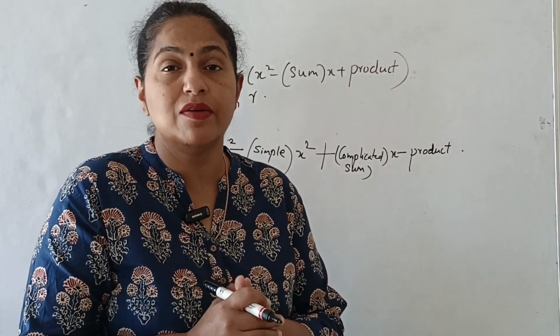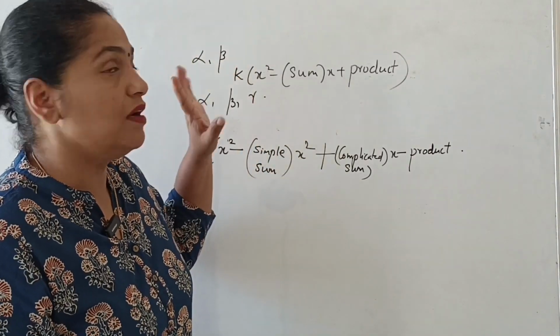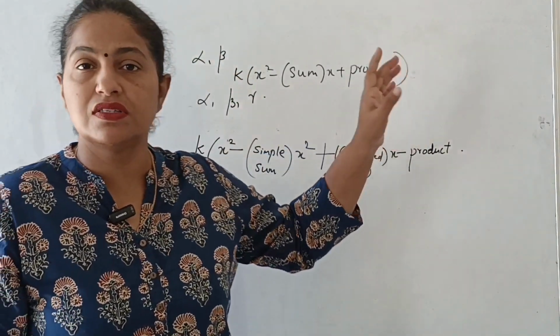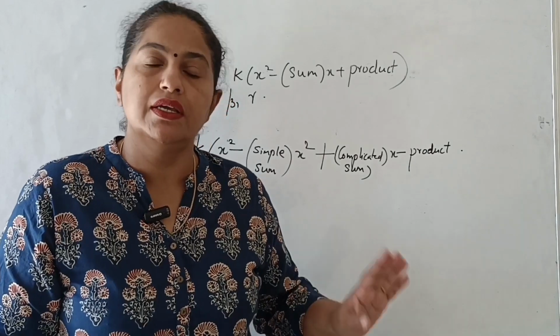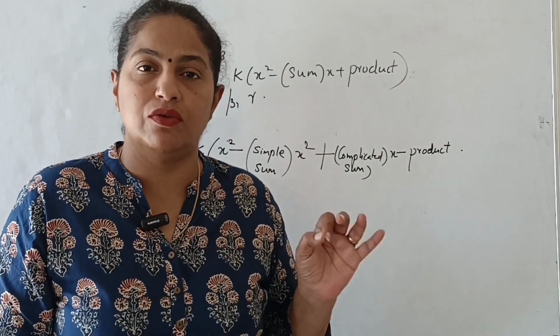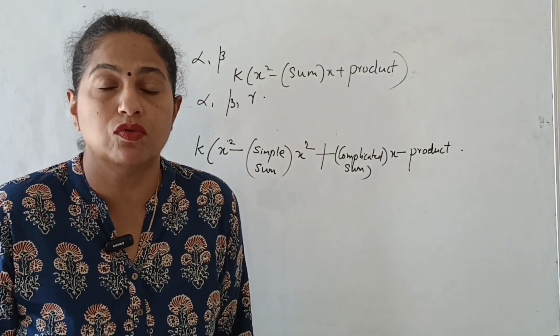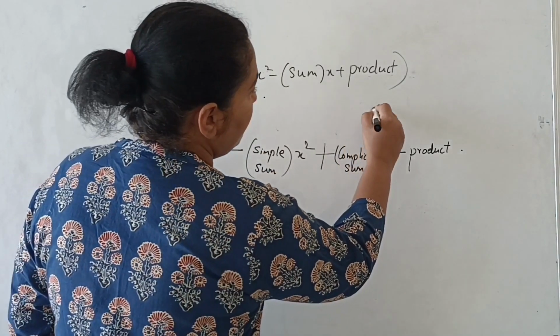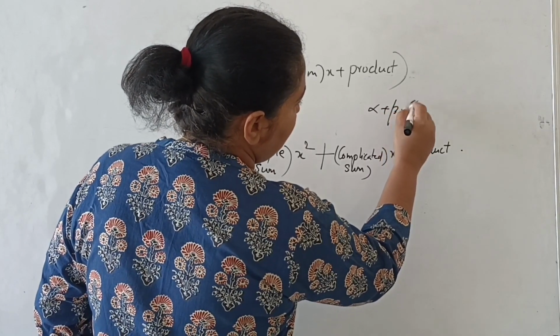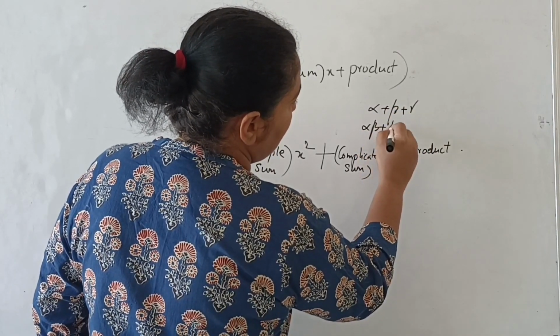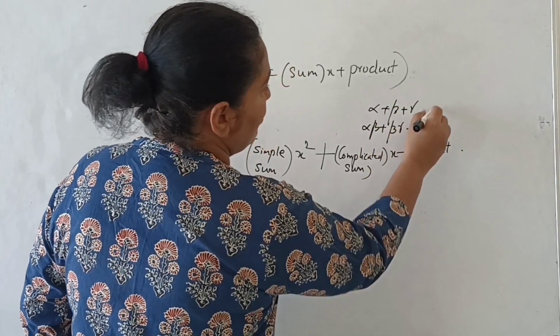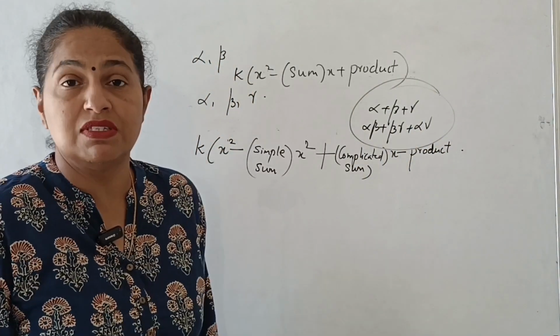In the case of a quadratic polynomial, if alpha and beta are the roots, this was our required polynomial: k into x square minus sum into x plus product. But in the case of a cubic polynomial, we are having 3 roots and we have 2 types of sums. One is alpha plus beta plus gamma, and the other is alpha beta plus beta gamma plus alpha gamma. 2 types of sums are there.